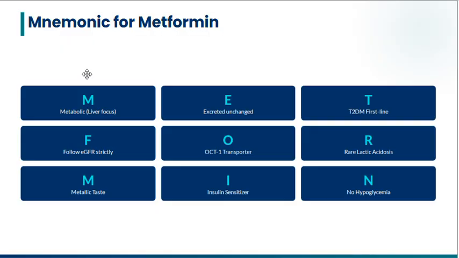And this is the mnemonic for metformin. M for metabolic, liver focus. E for excreted unchanged. T for T2DM first line. F for follow eGFR strictly. O for OCT1 transporter. R for rare lactic acidosis. And M for metallic taste. I for insulin sensitizer. N for no hypoglycemia. So these are the mnemonics for metformin.